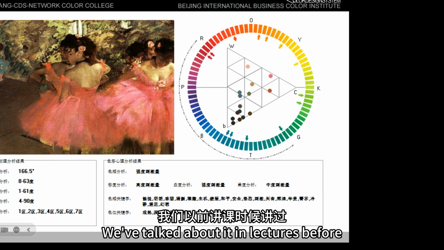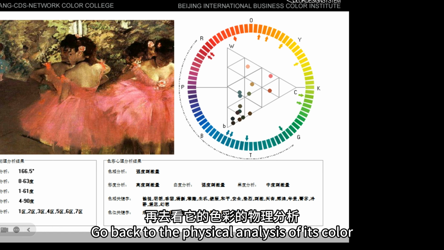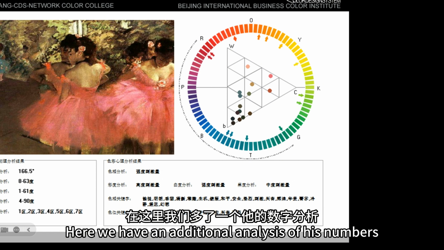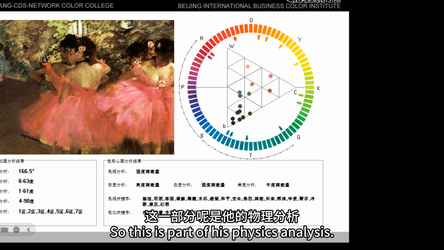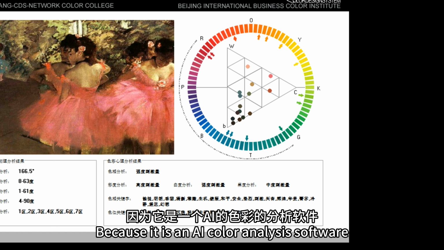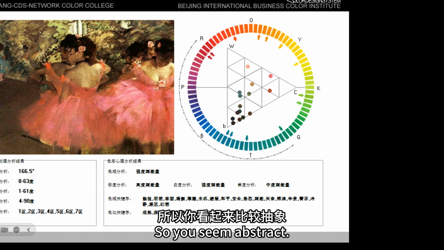We've talked about it in lectures before. Go look at it first. Go back to the physical analysis of its color, triangle and hue analysis. Here we have an additional analysis of his numbers. So this is part of his physics analysis, and this is part of his psychoanalysis, because it is an AI color analysis software. Analyzed.